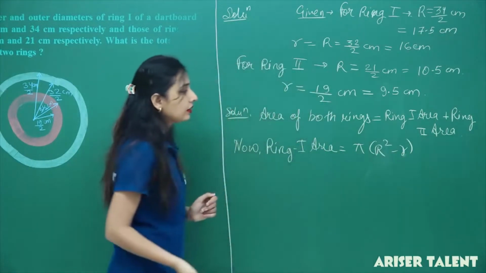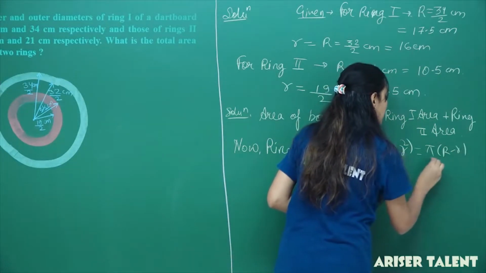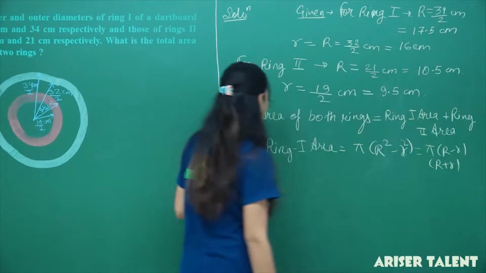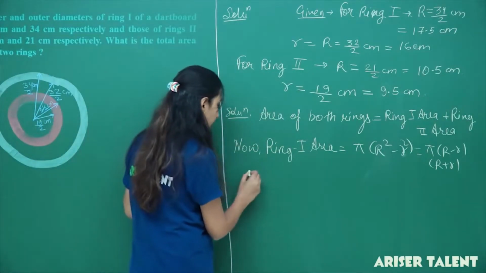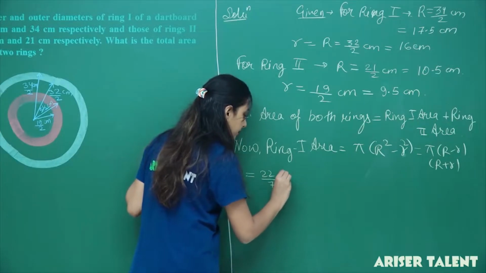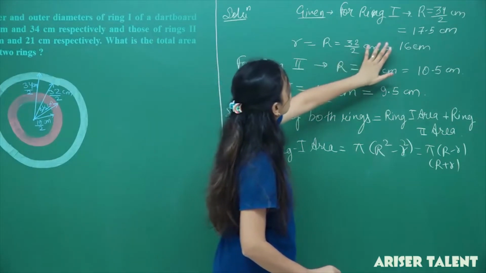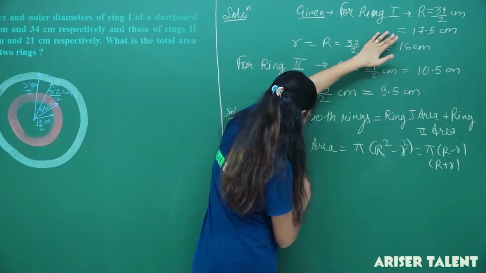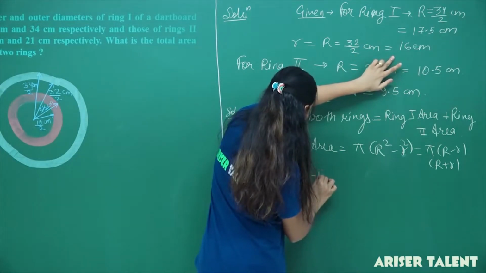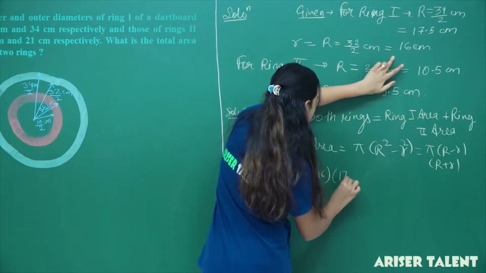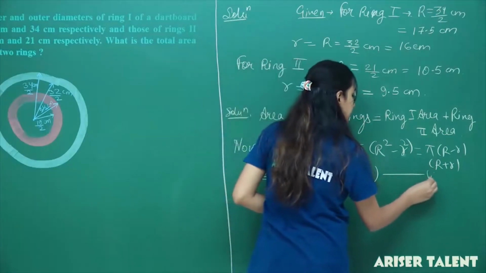Either you can have that, or you can have pi (R minus r)(R plus r), and I am talking about the first, so I will be using these values of the first. That will be 22 by 7, and in the bracket there will be the R: 17.5 minus 16 and 17.5 plus 16. Now this is the first equation.